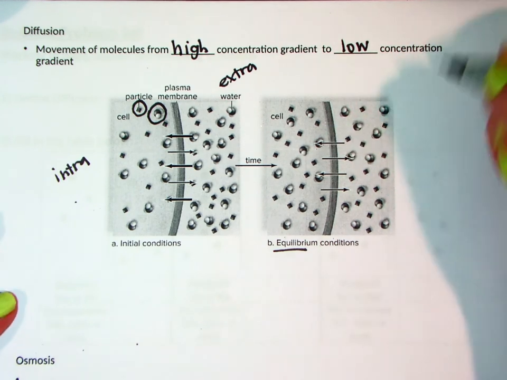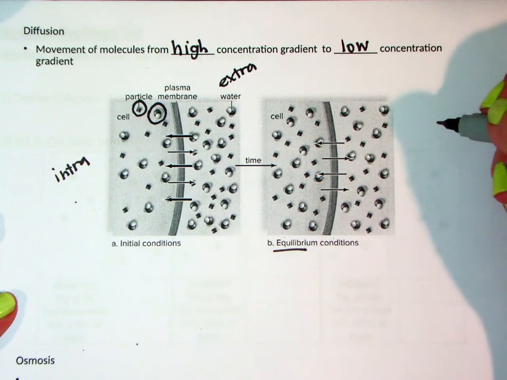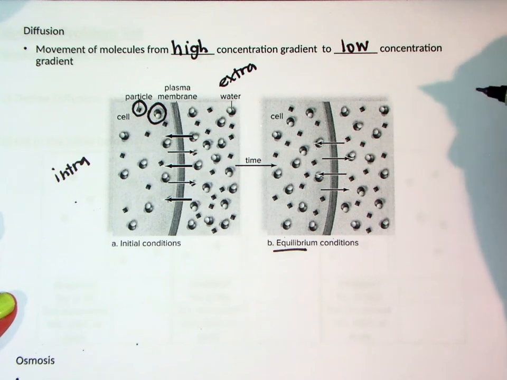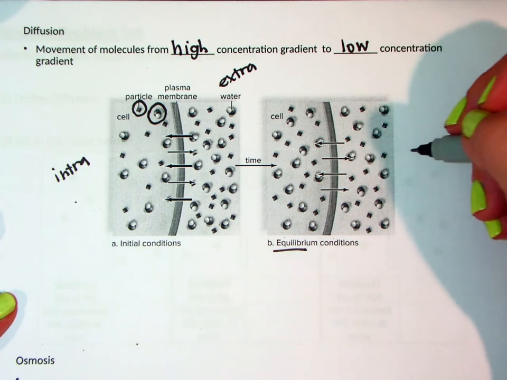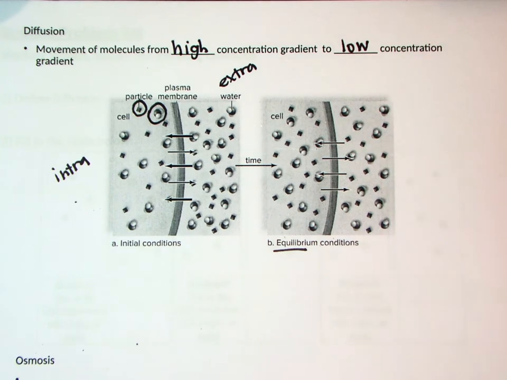Okay, so just remember diffusion is movement from high to low. This occurs randomly because of the movement of particles, and we'll look at this more in just a minute.